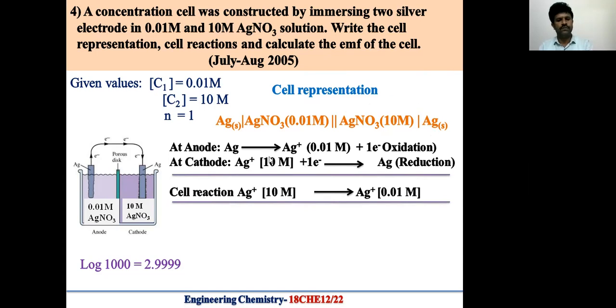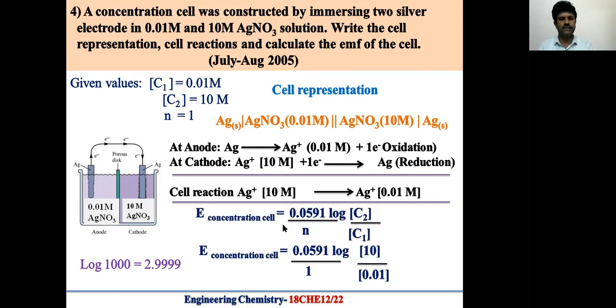And electrode reaction. At anode, oxidation of silver metal takes place. Ag undergoes oxidation and gives Ag+ ions in 0.01 molar electrolyte solution and releases 1 electron, that is oxidation. At cathode, silver ions present in 10 molar electrolyte solution undergo reduction and it becomes Ag. Cell reaction: Ag+ of 10 molar is equal to Ag+ of 0.01 molar. So this is about electrode and cell reactions.